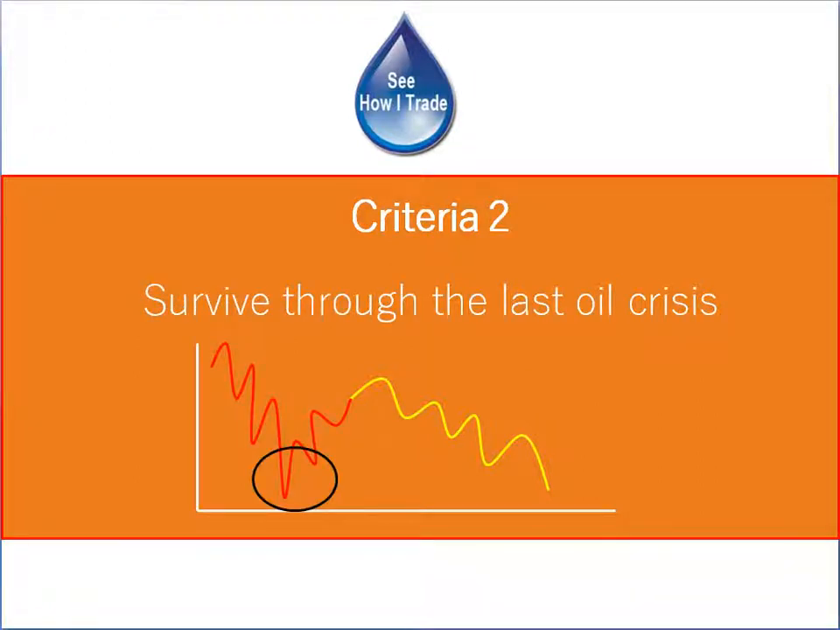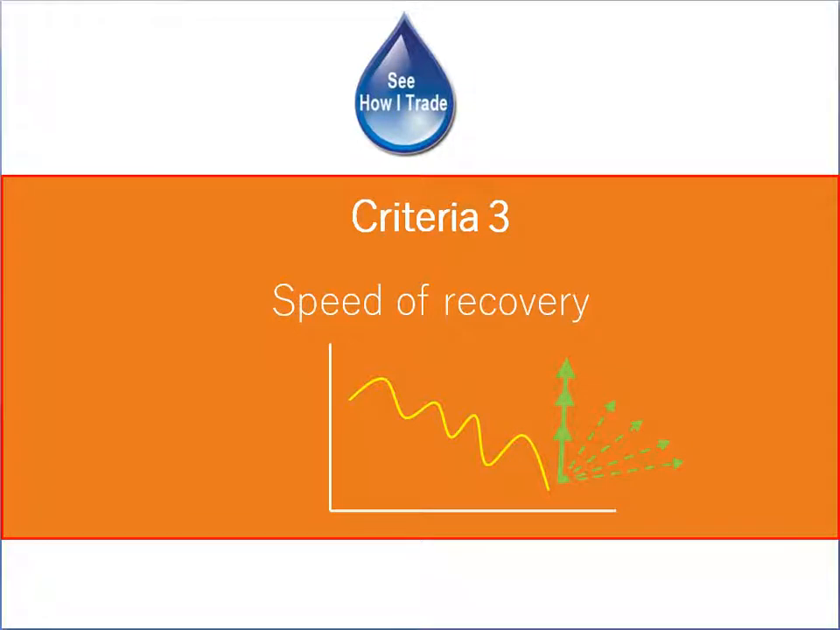For the next criteria, I will look at their survival rate. They must have at least gone through an oil crisis before and managed to survive through. If possible, I would like to have a stock that have gone through the downs and managed to climb back up. For the third criteria, they must be able to recover fast when oil moves up. So when oil moves up a little bit, these stocks will have the potential to move up very much faster.